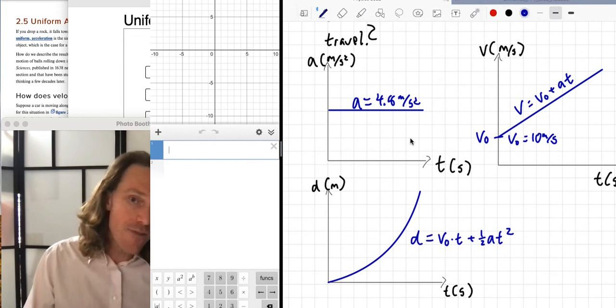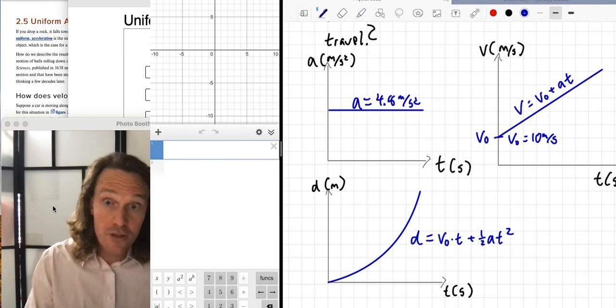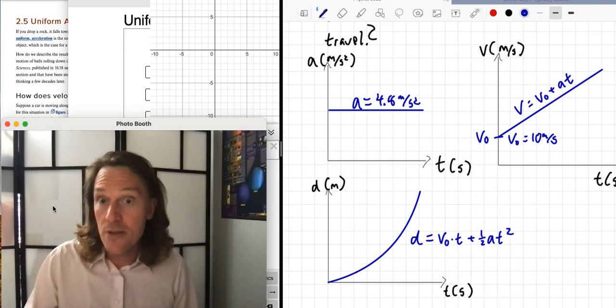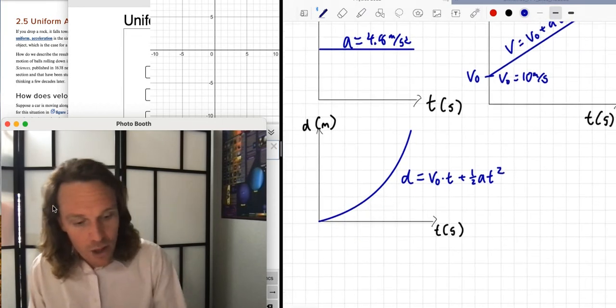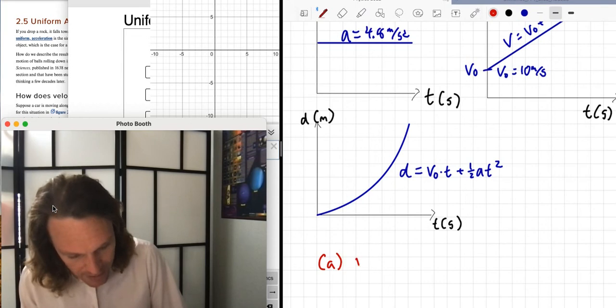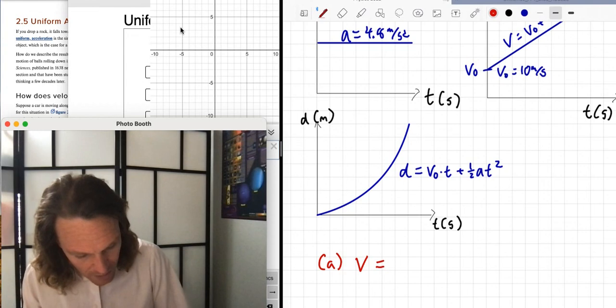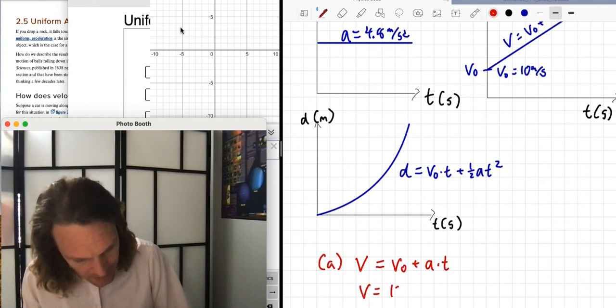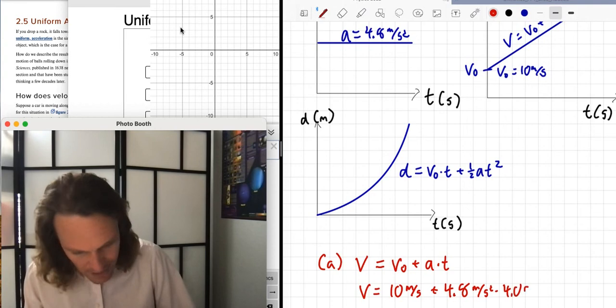So the fact that I gave you the time and the initial velocity and the acceleration means that this particular version of this uniform acceleration problem is clearly in the plug and chug category, which is a great place to start. So what we do for part A is we want to find the final velocity, which is the instantaneous velocity after 4 seconds, and it's just going to be v naught plus at, or here it's going to be 10 meters per second plus 4.8 meters per second squared times 4 seconds.